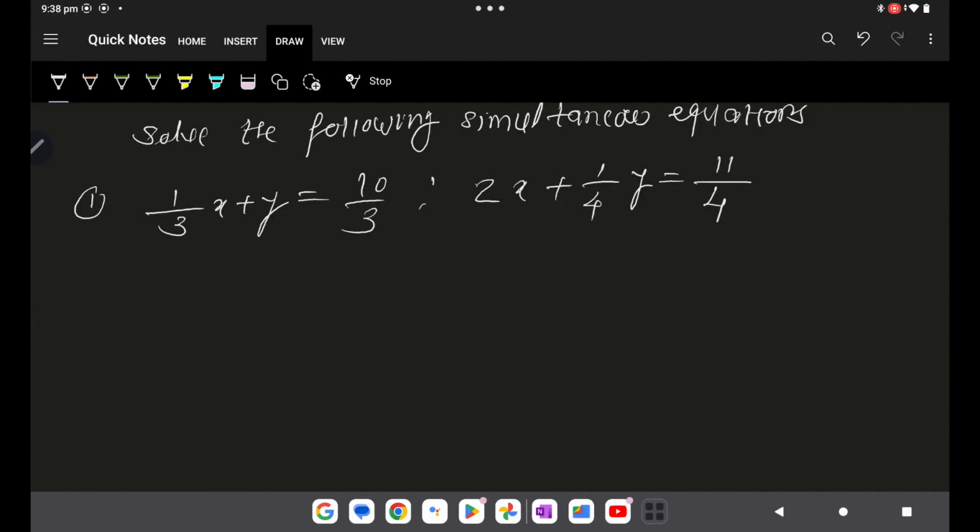Hi student, today we solve one simultaneous equation. The heading is: solve the following simultaneous equation.